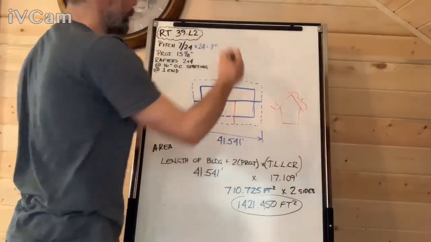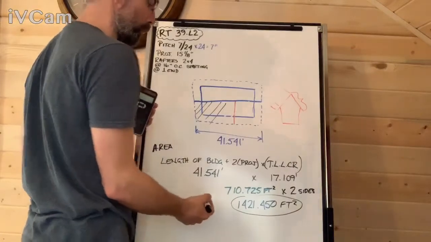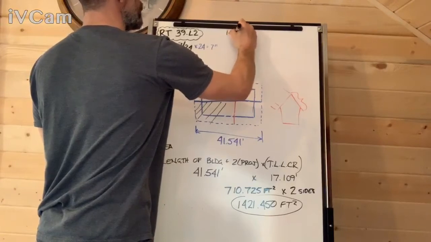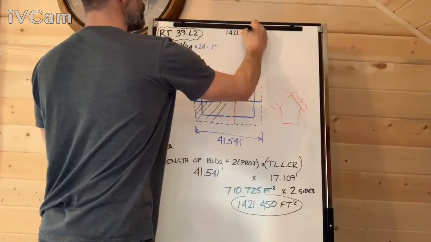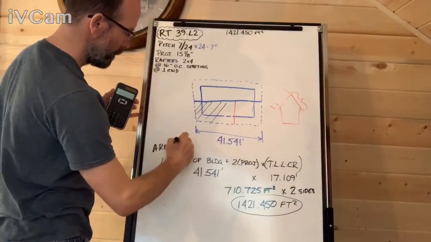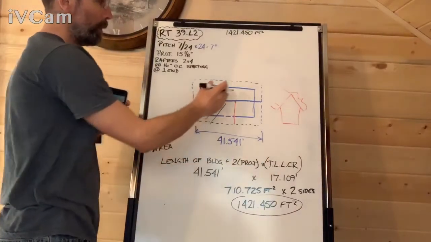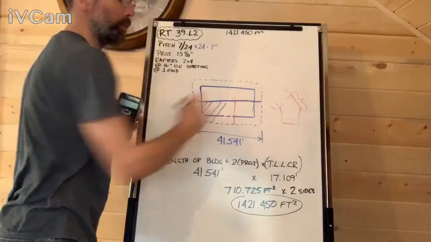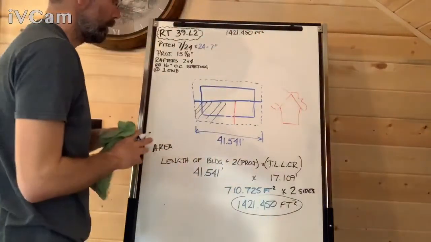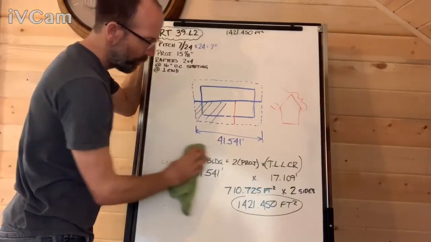I'm just going to write that number up at the top here because I'm going to show you a second way that we can determine the area of the roof. 1,421.450 square feet. So that's area using the total line length of our common rafter so that we can determine the length of that roof going up the slope. Going to do something similar but a little bit different.